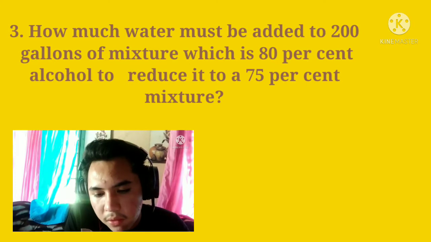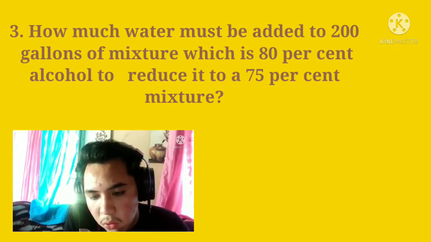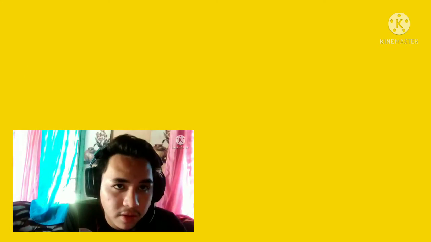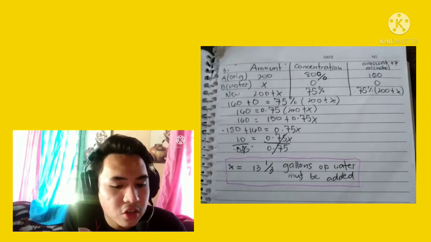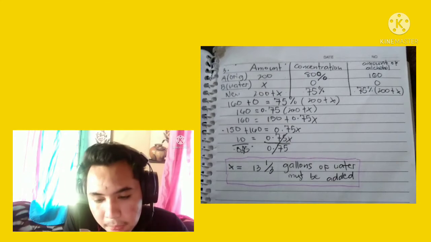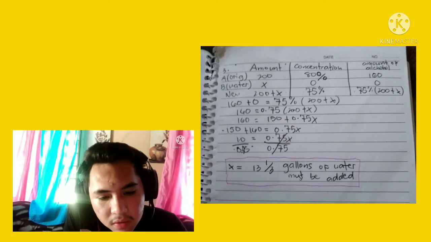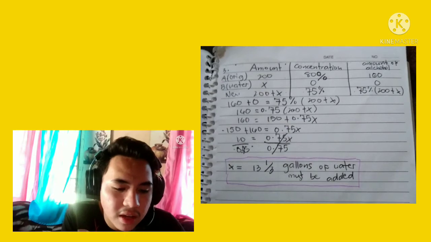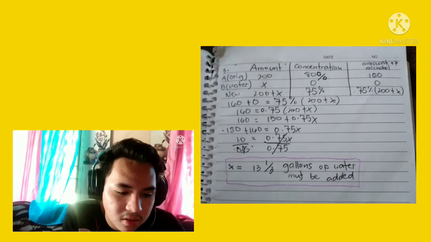So number 3: how much water must be added to 200 gallons of mixture which is 80% alcohol to reduce it to a 75% mixture? So to solve this, we're going to write it in this way. So we have here the amount. So the original amount is 200 gallons, and the concentration of alcohol in our 200 gallons is 80%. So 80% of 200 is 160. So the amount of our alcohol is 160.